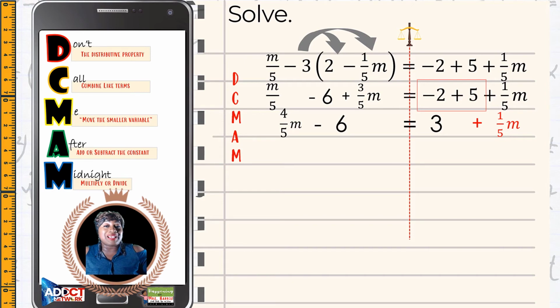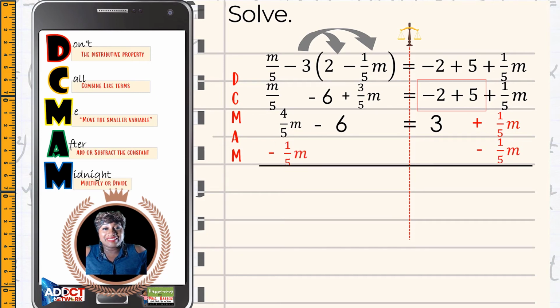Therefore, we will do the opposite of that whole term. The opposite of plus 1/5 m is to subtract 1/5 m from both sides of the equal sign. This will leave us with 4/5 m minus 1/5 m is 3/5 m. We'll bring down everything else. The minus 6 equals 3. Moving on to the next letter in the acronym, A.